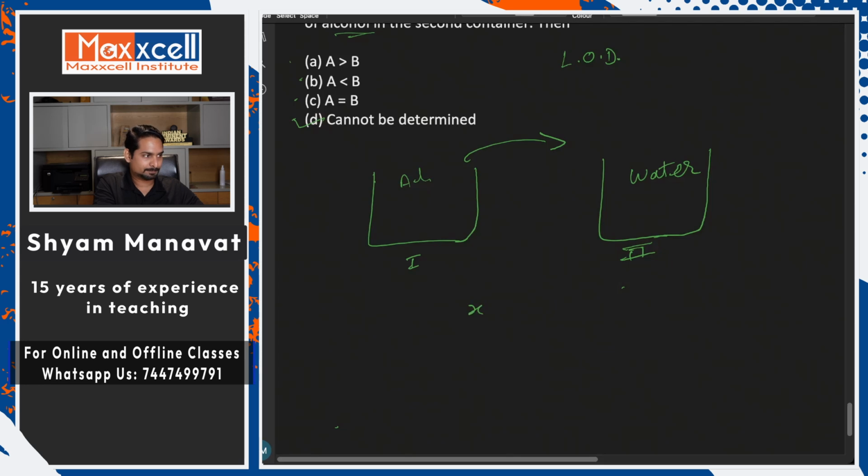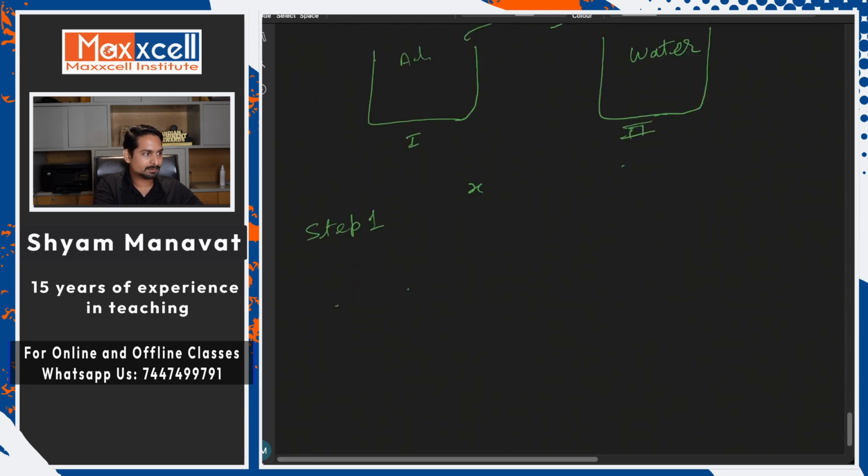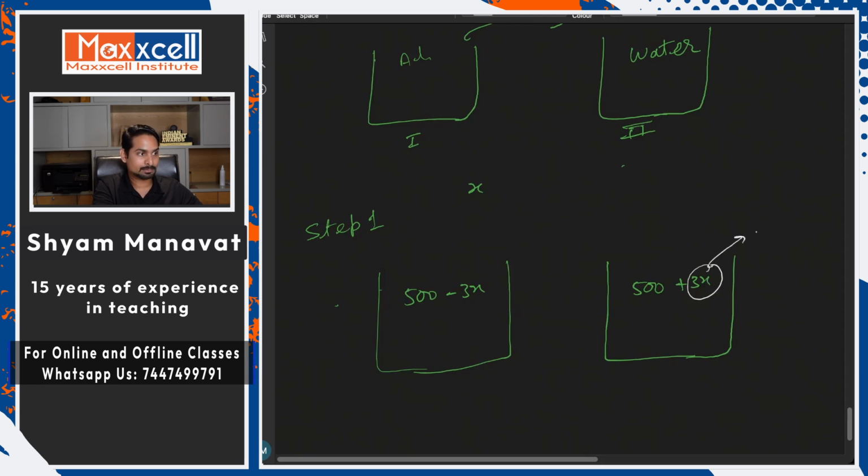Now the first operation. What is step 1? You take 3x from the first container and put it into the second one. So what's happening with the first container now? Both containers had 500 ml, so the first container now has 500 minus 3x. Do you agree with me? Yes, because we have taken 3x from here. Now here we got 500 plus 3x, where 3x is alcohol, because it is coming from the first container. Are you okay with this? Yes.